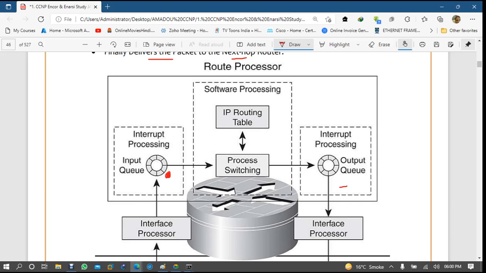When the data comes here, it will interrupt, meaning stop the processing, and then forward to the routing table to find the information. The information is found by the software according to the algorithm, and then when it finds that information, it will forward it through the output interface. Simple.